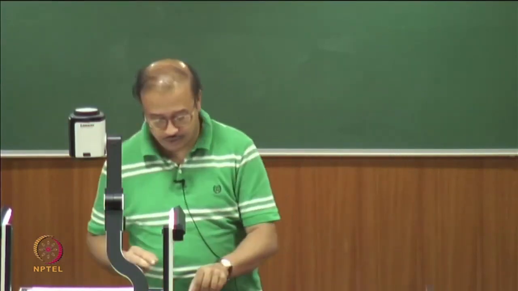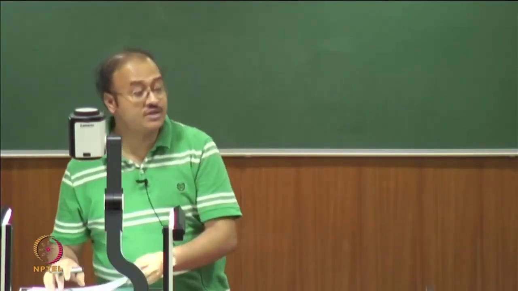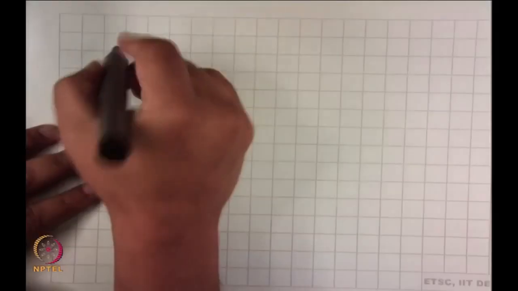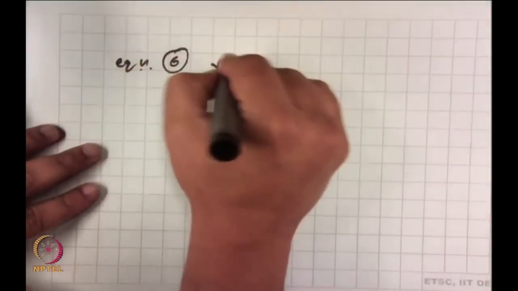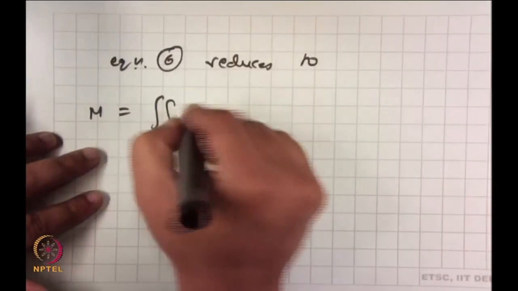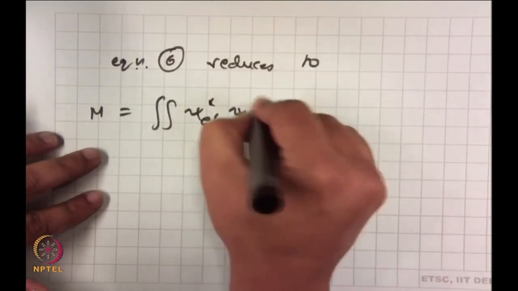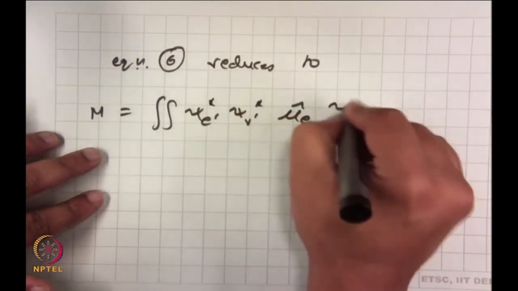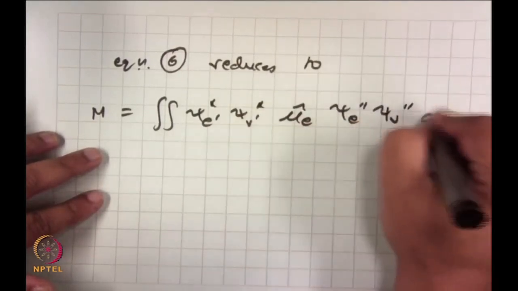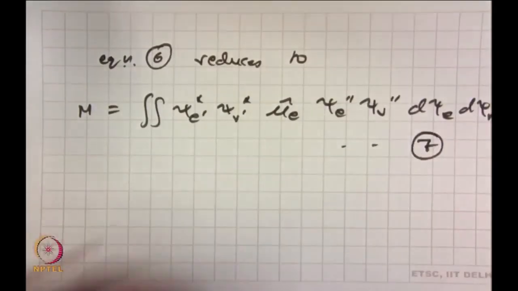Good. So that means the expression is already simplified for us. What does equation 6 reduce to now? Therefore, equation 6 reduces to M equal to the integral of psi electronic prime star psi v prime star mu e psi electronic double prime psi v double prime d tau e and d tau n. Let this be 7. This is the one I would be focusing on now, because the other one is of no consequence to us.